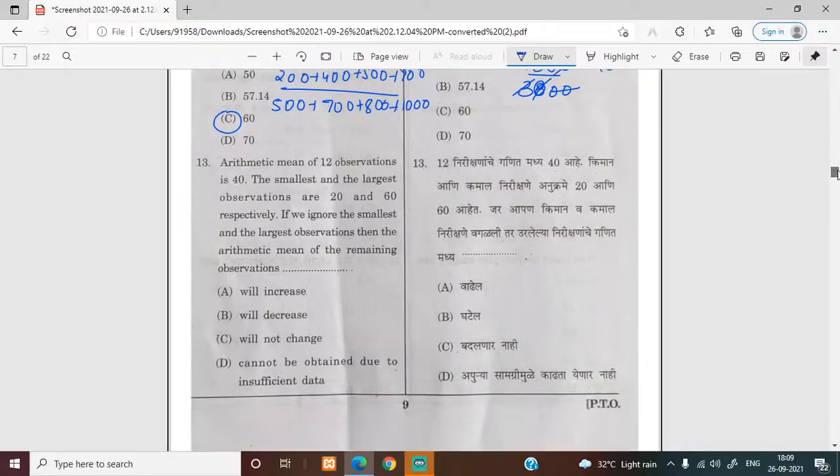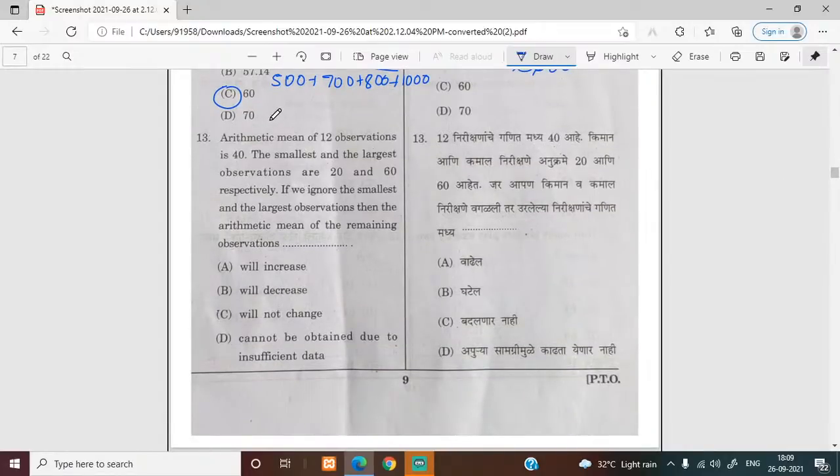Now, if you look at the next question, this is also a very interesting question. The arithmetic mean of 12 observations is 40. The smallest and the largest observations are 20 and 60 respectively. If we ignore the smallest and the largest observation, then the arithmetic mean of the remaining observations is. So this is an arithmetic mean question.